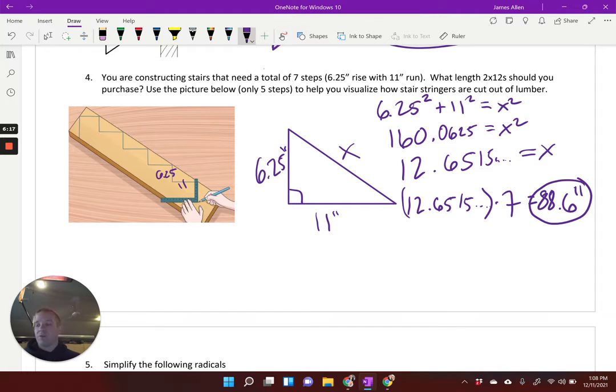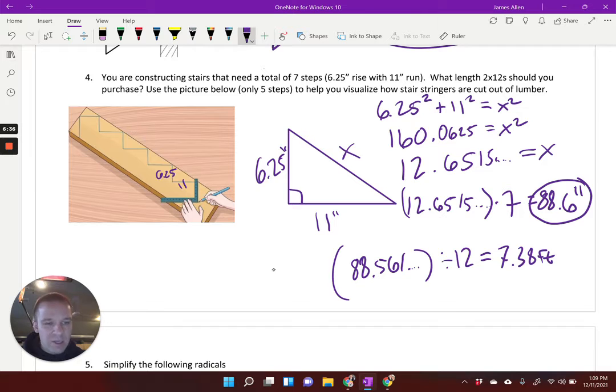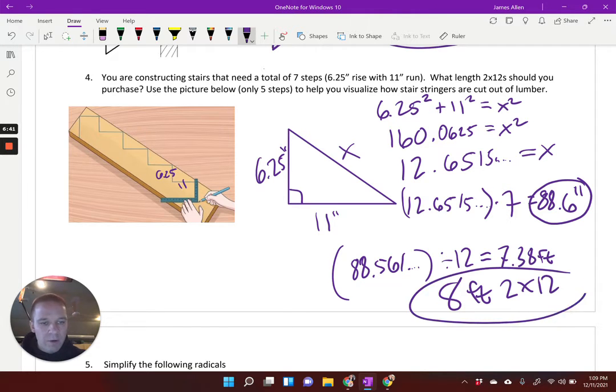If you're actually going to the hardware store to pick this up, I'm going to convert that to feet. So I would convert it to feet by dividing by 12. This is not necessarily part of this problem, but 88.561, so on and so forth, divided by 12, I get 7.38 feet. So I'm going to get 8-foot 2x12s. That's what I'm going to be ordering at the hardware store. I'm going to be like, hey, man, I need 3 8-footers to make this stair stringer or whatever, and then I'll bring it home and cut it out because I love to build things, right? Okay, cool.